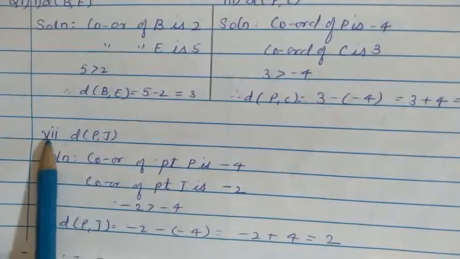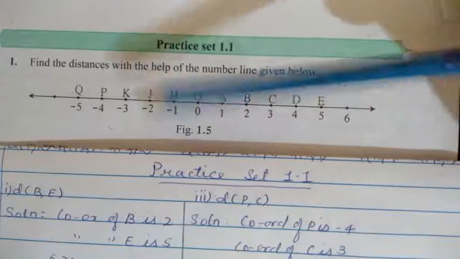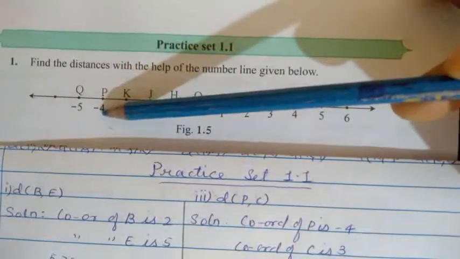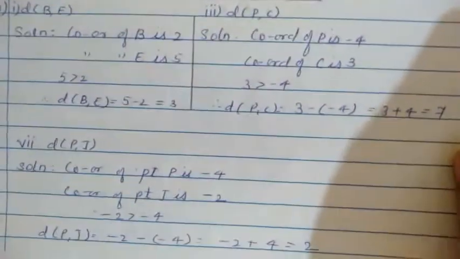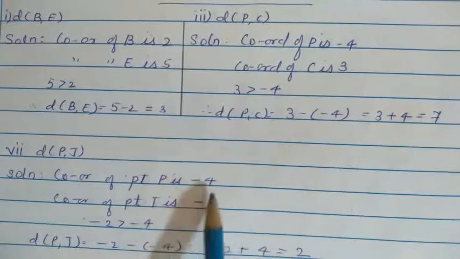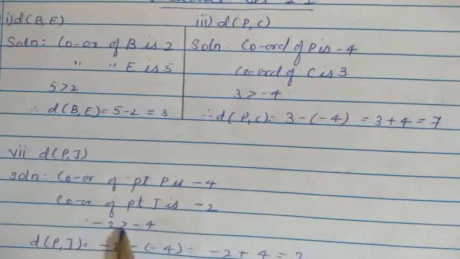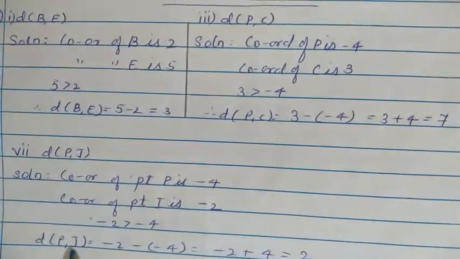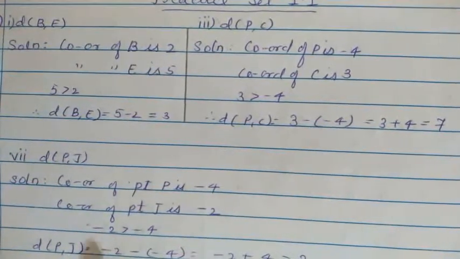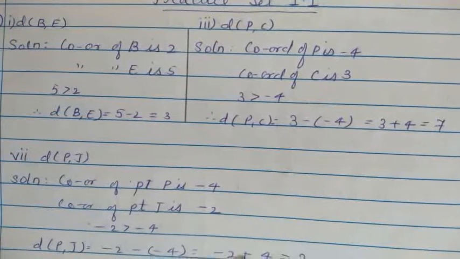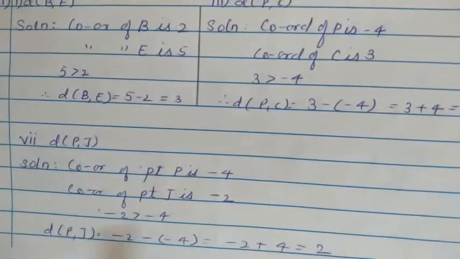The seventh sum, find distance PJ. From the number line, we'll check the coordinate of point P. The coordinate of point P is -4 and the coordinate of point J is -2. So we'll write the coordinate of point P is -4 and the coordinate of point J is -2. As -2 is greater than -4, distance PJ is equal to greater coordinate minus the smaller coordinate. So that will be -2 minus -4, which is plus 4. -2 plus 4 will be equal to 2. So distance PJ is equal to 2.